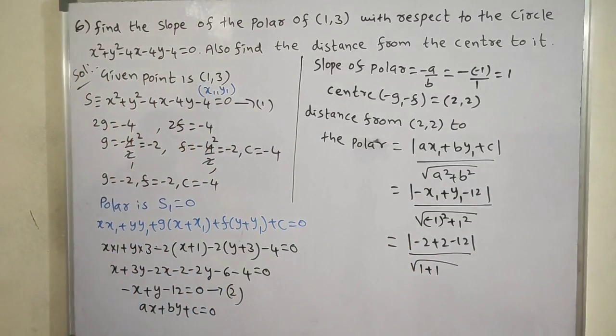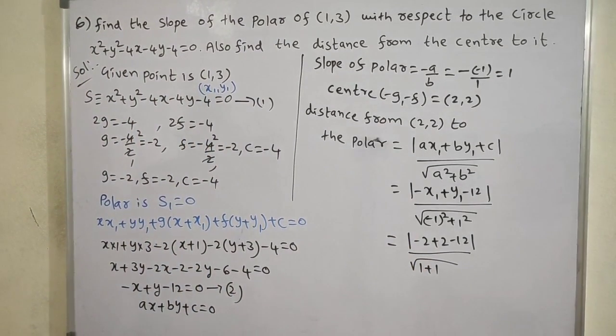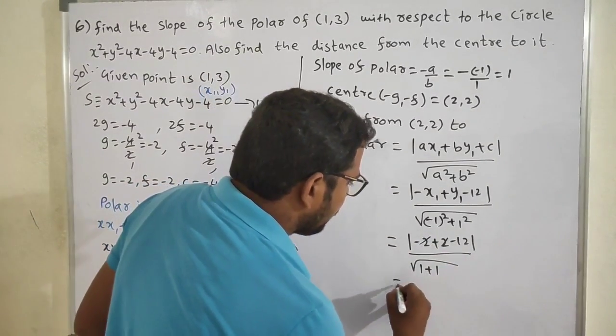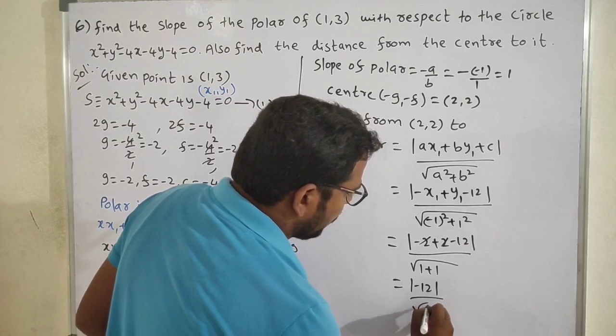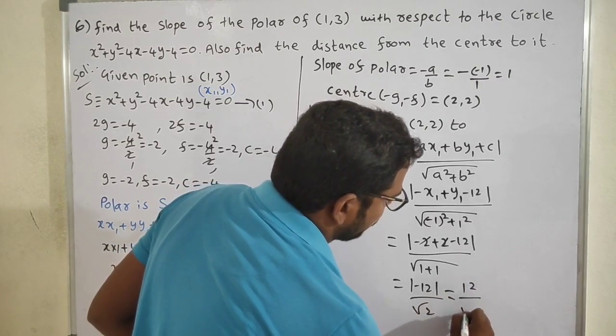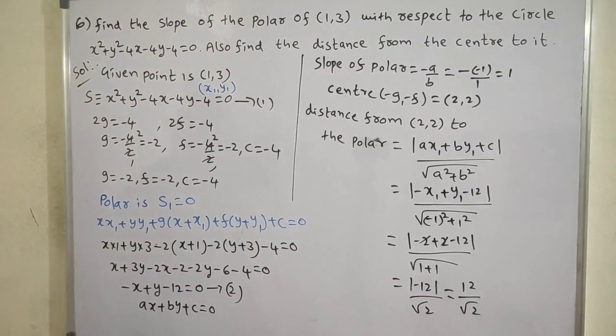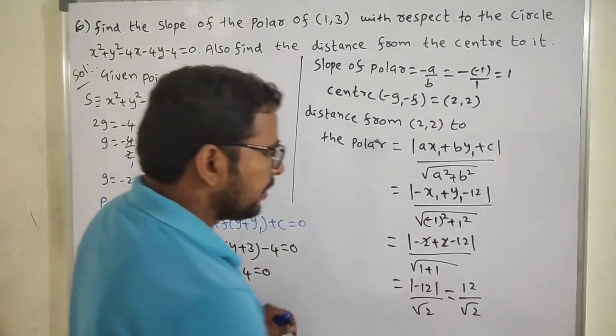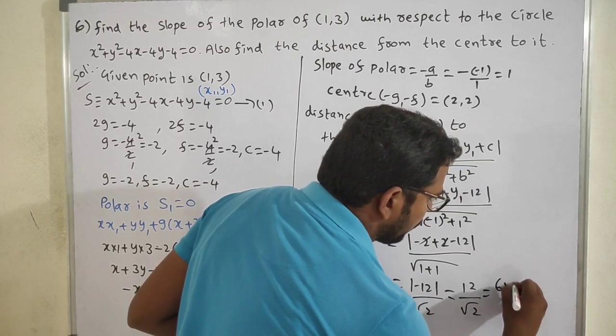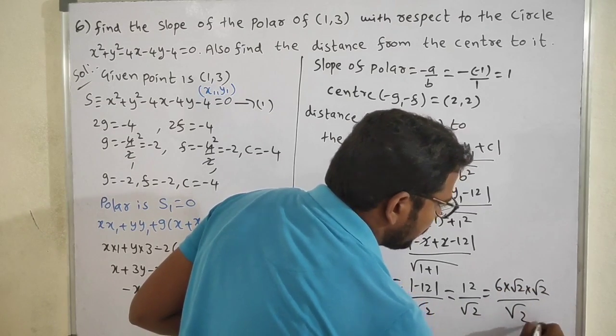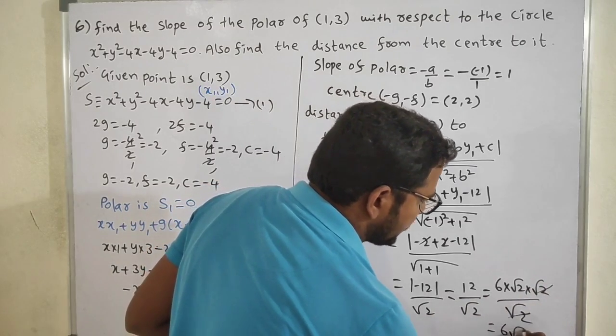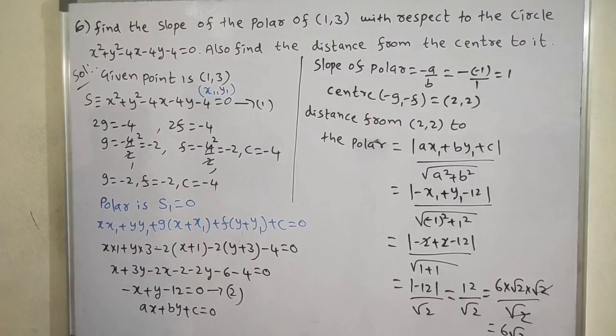So plus 2 minus 2 gets cancelled. Modulus of minus 12 by root 2. Minus 12 becomes plus 12 by root 2. We can change this: 12 can be written as 6 into root 2 into root 2 by root 2. So root 2 gets cancelled. What is the answer? 6 root 2. This is the distance from the center to our polar, where the polar is minus x plus y minus 12 equals 0. The distance from center to our polar is 6 root 2.